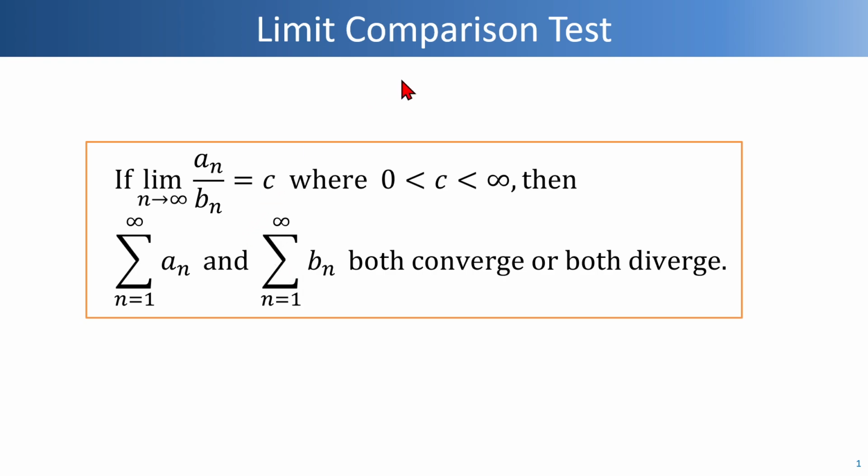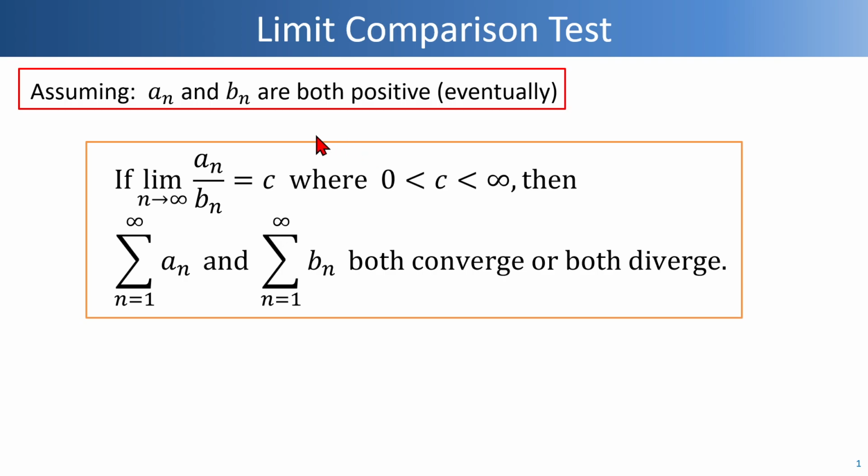In order to use this comparison test, there are some conditions. The main condition is that the terms of the sequence need to be positive. At least they need to be eventually positive. We don't care what happens to, say, the first 3 terms, the first 4 terms. Eventually, though, these terms need to all be positive.